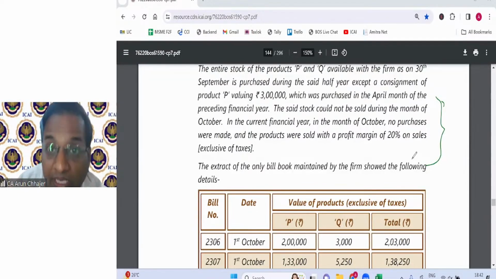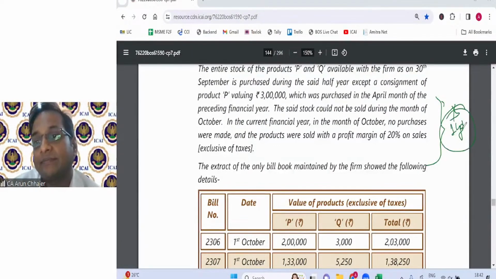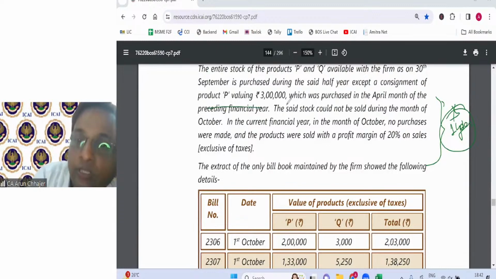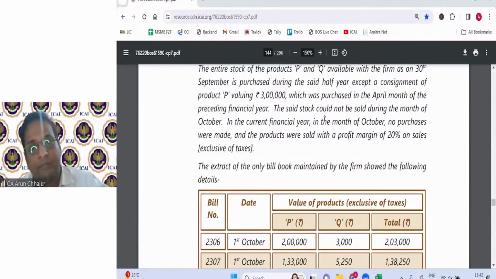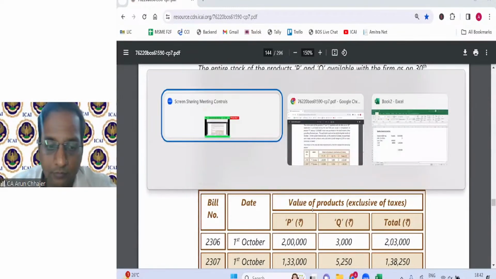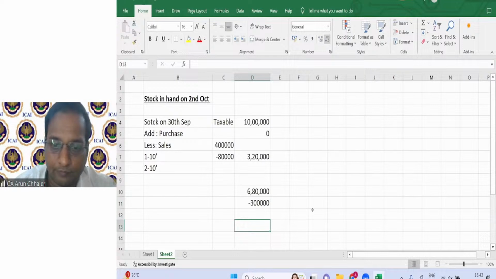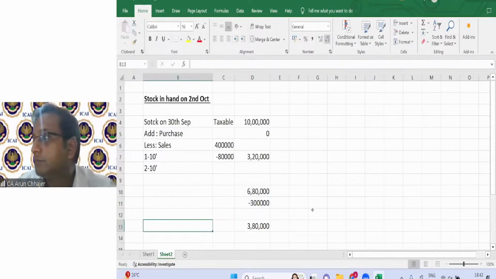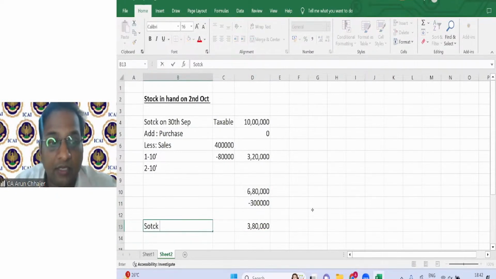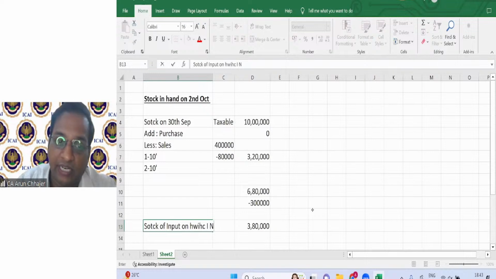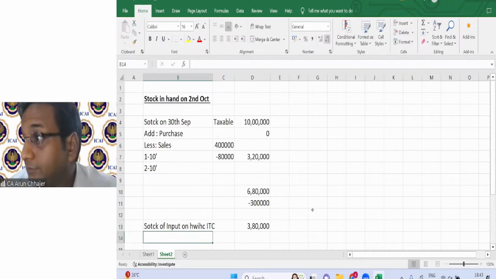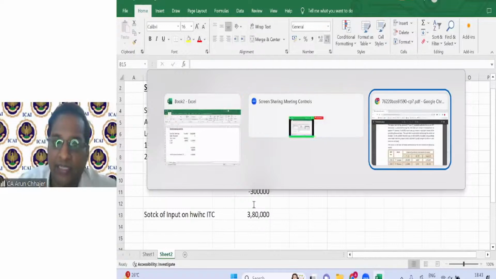whatever the ITC we are taking, we should take the ITC on the invoices which is not older than 1 year. In this case, this 3 lakh is more than 1 year. तो मैं क्या करूं? मुझे इसको हटाना है. So I'll simply remove. This becomes the stock of input on which ITC would be available. ठीक है ना? And what is the tax rate?